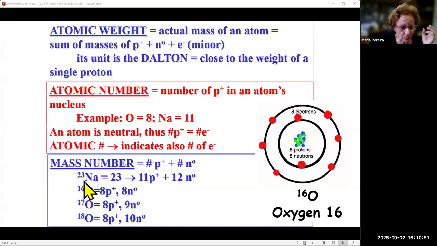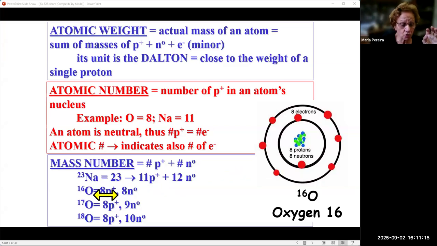So if the mass number of sodium is 23, then that means that it contains 11 protons and 12 neutrons. Oxygen 16 contains 8 protons and 8 neutrons. Now, let's make this thing a little bit more complicated.